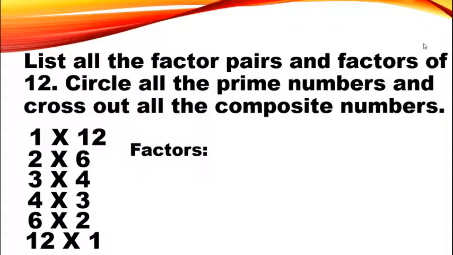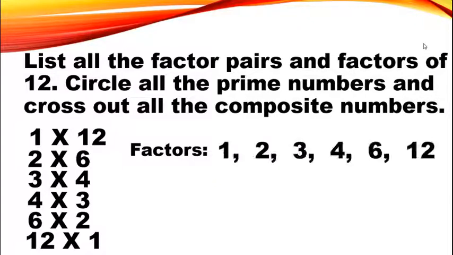So what are those factors of 12? We have 1, 2, 3, 4, 6, and 12. After listing all the factor pairs and the factors of 12, we need to do the second instruction. Circle the prime numbers. Again, what are prime numbers? Prime numbers have only two factors. Then we need to cross out all the composite numbers. Composite numbers have more than two factors.